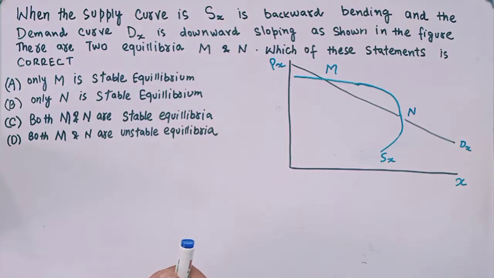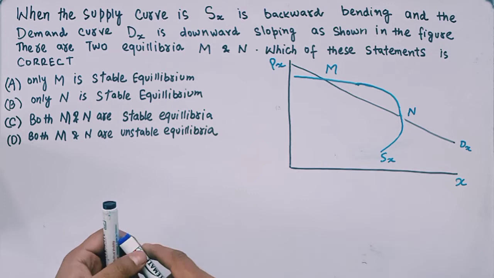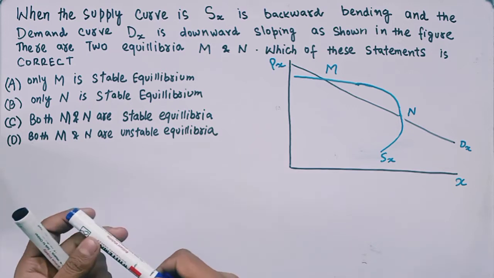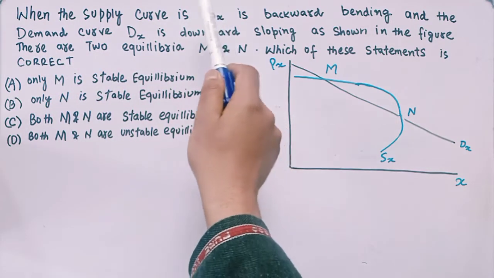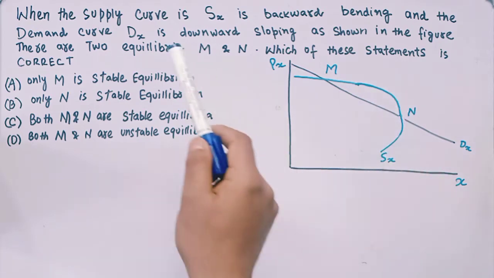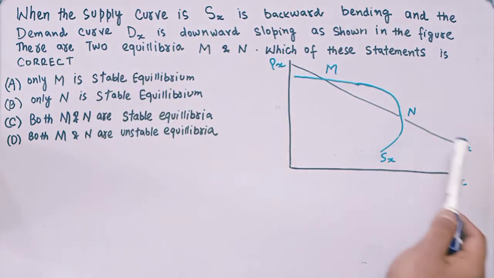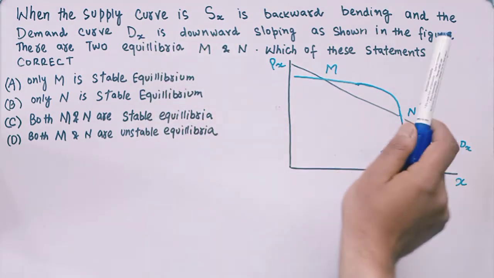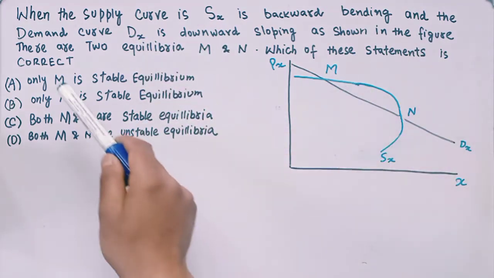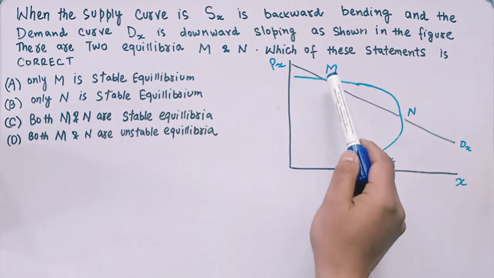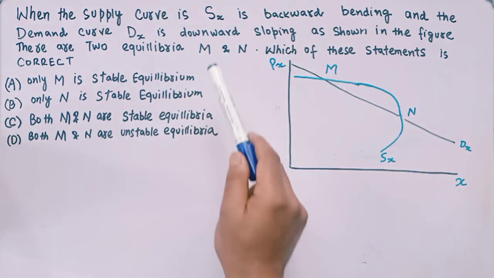In this video, we will try to solve as many questions as possible that were asked in the GM Economics paper of 2022. The first question is like this. When the supply curve Sx, this green curve, is backward bending, and the demand curve, which is this black line Dx, is downward sloping as shown in the figure, there are two equilibria. Okay, so we have two equilibria points M and N.